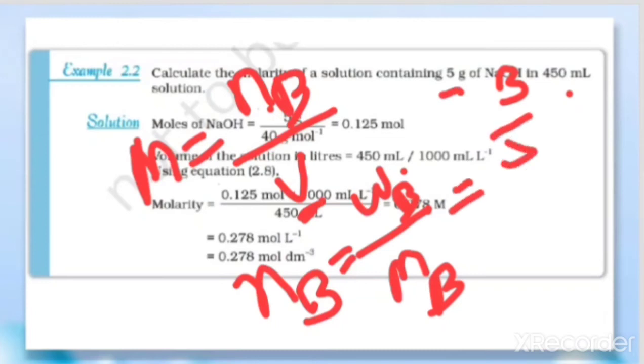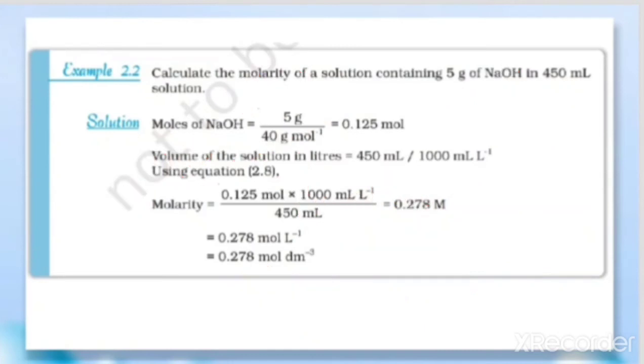So 5 divided by, and what is given to us? The formula is given as NaOH, so we have to find out the molar mass. When you find the molar mass by the formula, we get 40 gram per mole. So first we find the number of moles, NB is equal to 5 divided by 40. 5 gram is the given mass, 40 gram per mole is the molar mass of NaOH. When we solve this, we will get this number of moles.